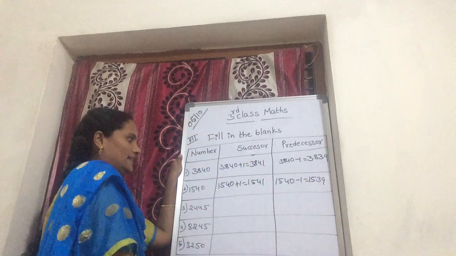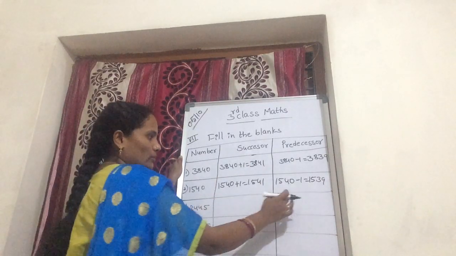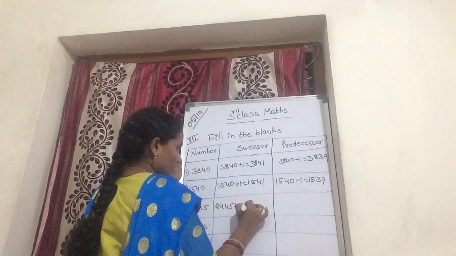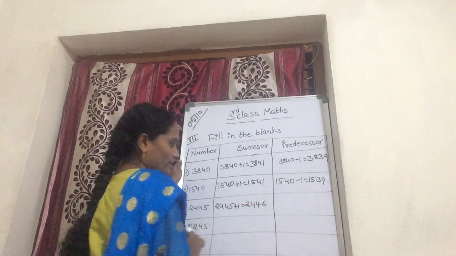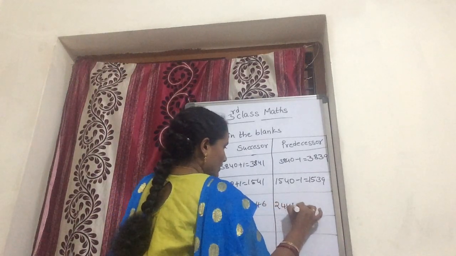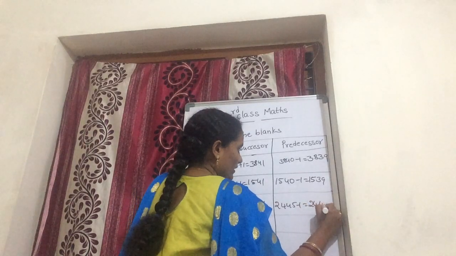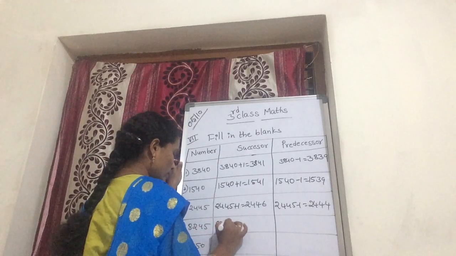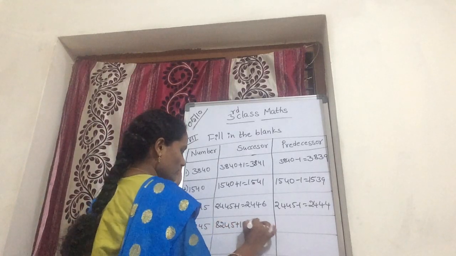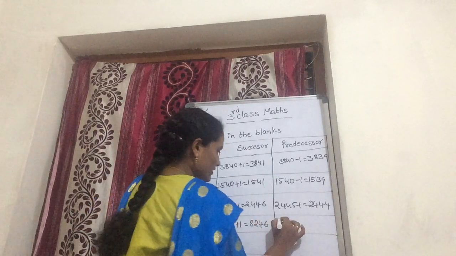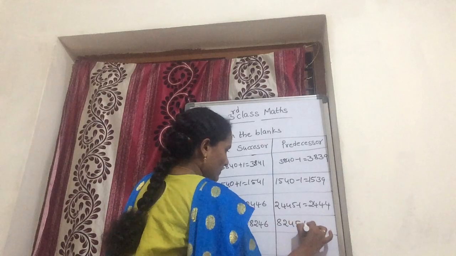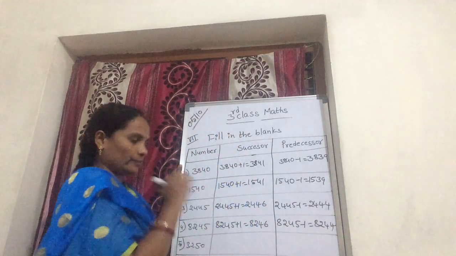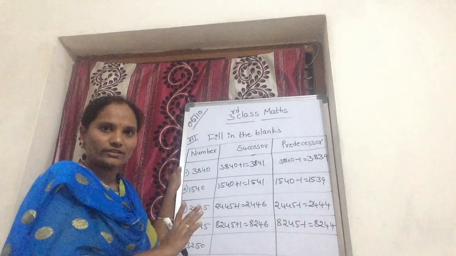Next, you do like that. Same. In successor you add plus 1. In predecessor you subtract 1. 2445 plus 1, 2446. Next, 2445 minus 1 is equal to 2444. Next one, 8245. Now 8245 plus 1, 8246. Next one, 8245 minus 1, 8244. Okay, you can understand what the successor is and what the predecessor is.